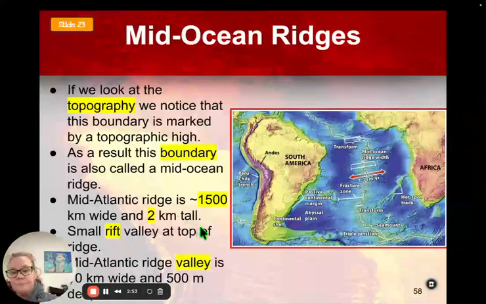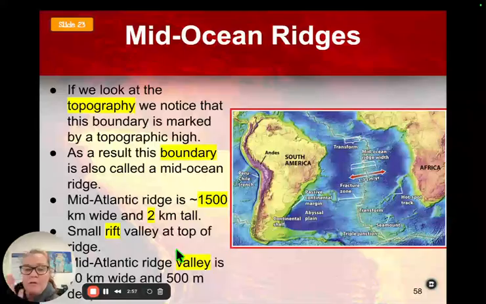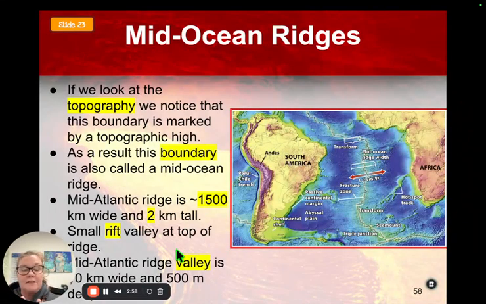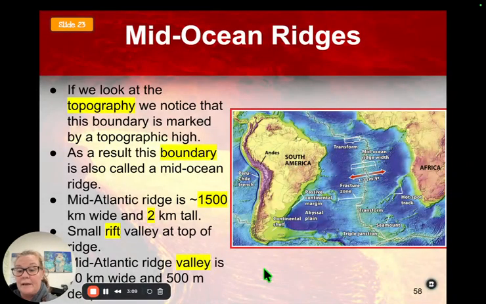The small rift valley at the top of the ridge, so that's where it's the thinnest, and it's moving up, and then it moves apart, and then magma kind of takes its place. The valley is about, I can't read that, wide and 500 meters deep.